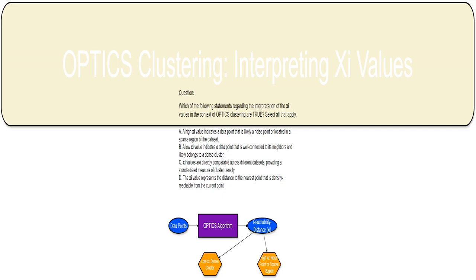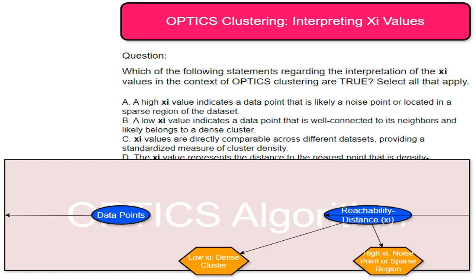I see you're tackling OPTICS clustering. This is all about understanding how the reachability distance, or Xi, helps us find clusters in data. The Xi value is a key to unlocking the structure of your data. Let's clarify the basic units we're working with. Each individual data point. Think of these points like dots scattered on a map, each representing a single observation from your dataset.